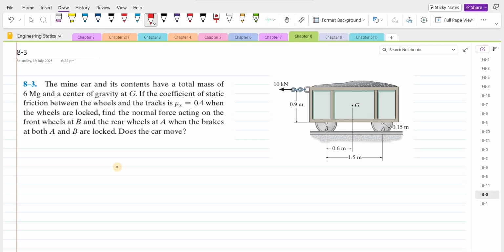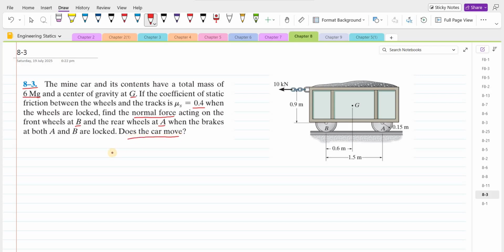In this video, we will solve problem 8-3 from R.C. Hibbeler Engineering Statics, 14th edition. According to this problem, the mine car and its contents have a total mass of 6 megagrams and a center of gravity at G. If the coefficient of static friction between the wheels and the tracks is 0.4 when the wheels are locked, we have to find the normal force acting on the front wheels at B and the rear wheels at A when the brakes at both A and B are locked, and we have to conclude whether the car moves or not.